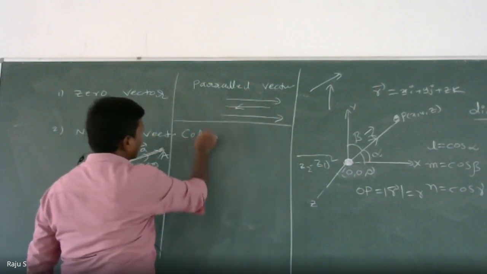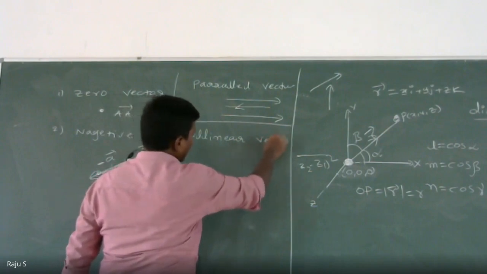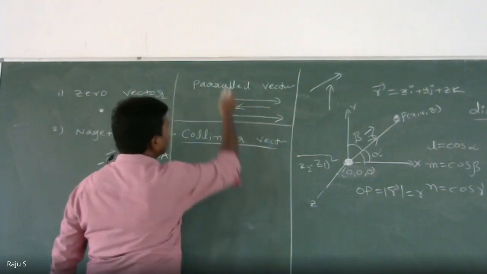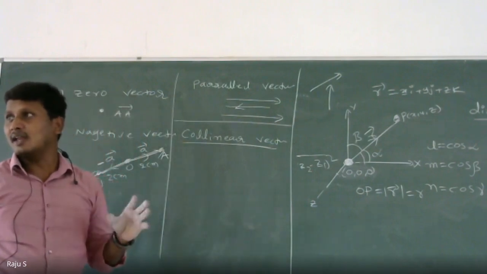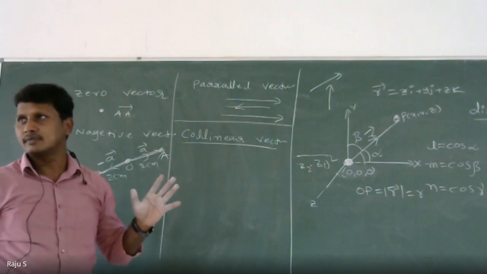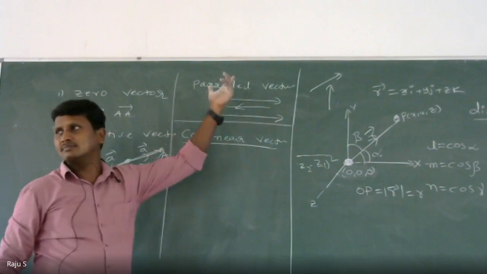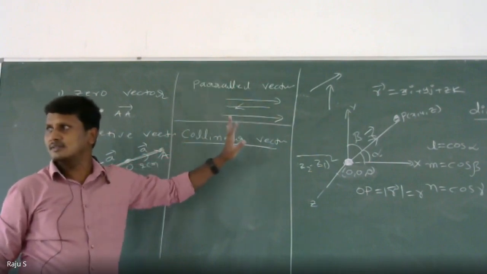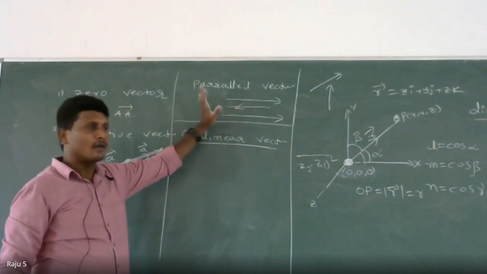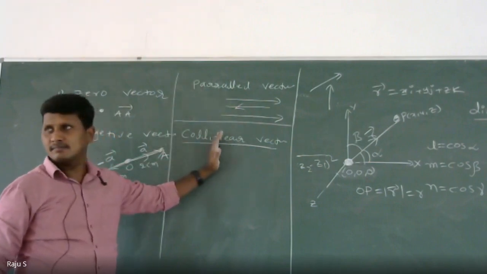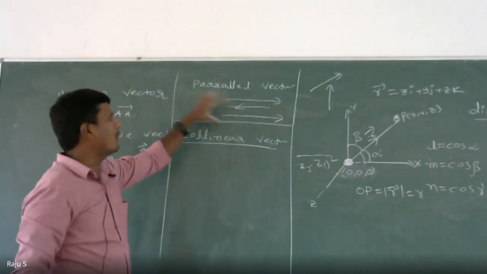Next, collinear vectors. Collinear vector means the vectors are parallel, any direction. It should be parallel. So if the vectors are collinear, they should be parallel. Parallel vectors are called collinear vectors. Both are the same. Parallel and collinear are the same, whatever the direction. Simply remember the parallel vector.